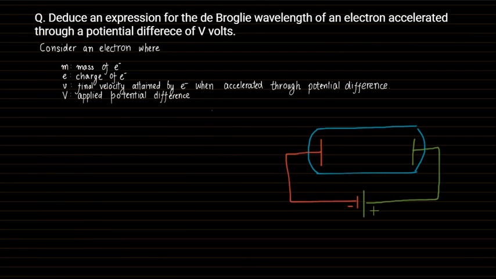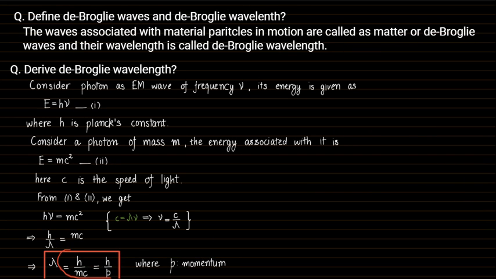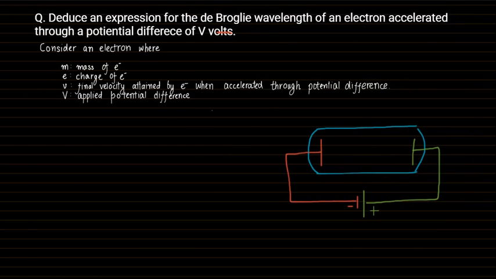So let's take an example on this expression. Let's take an example of an electron. Here let us derive the wavelength of an electron. We know that an electron is a particle. If it is a particle, then it must have a momentum, but we'll try to derive the wavelength of this electron.